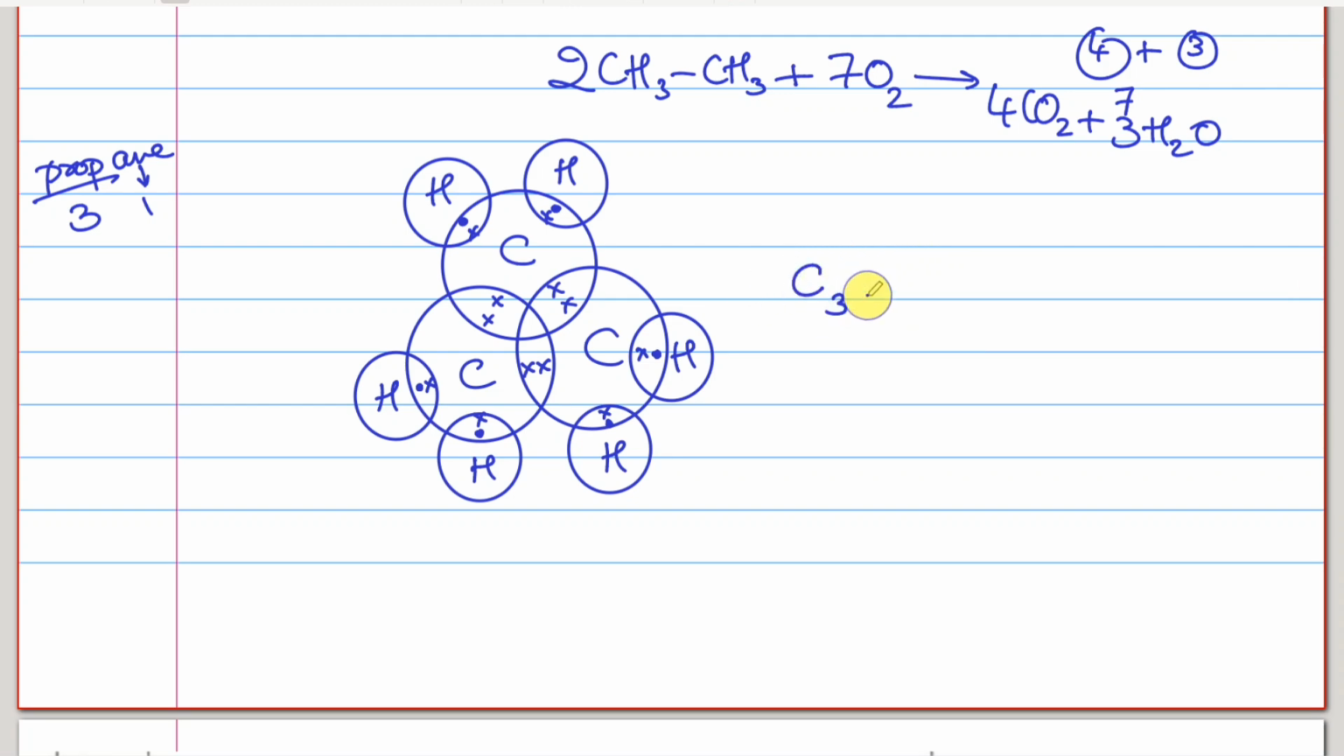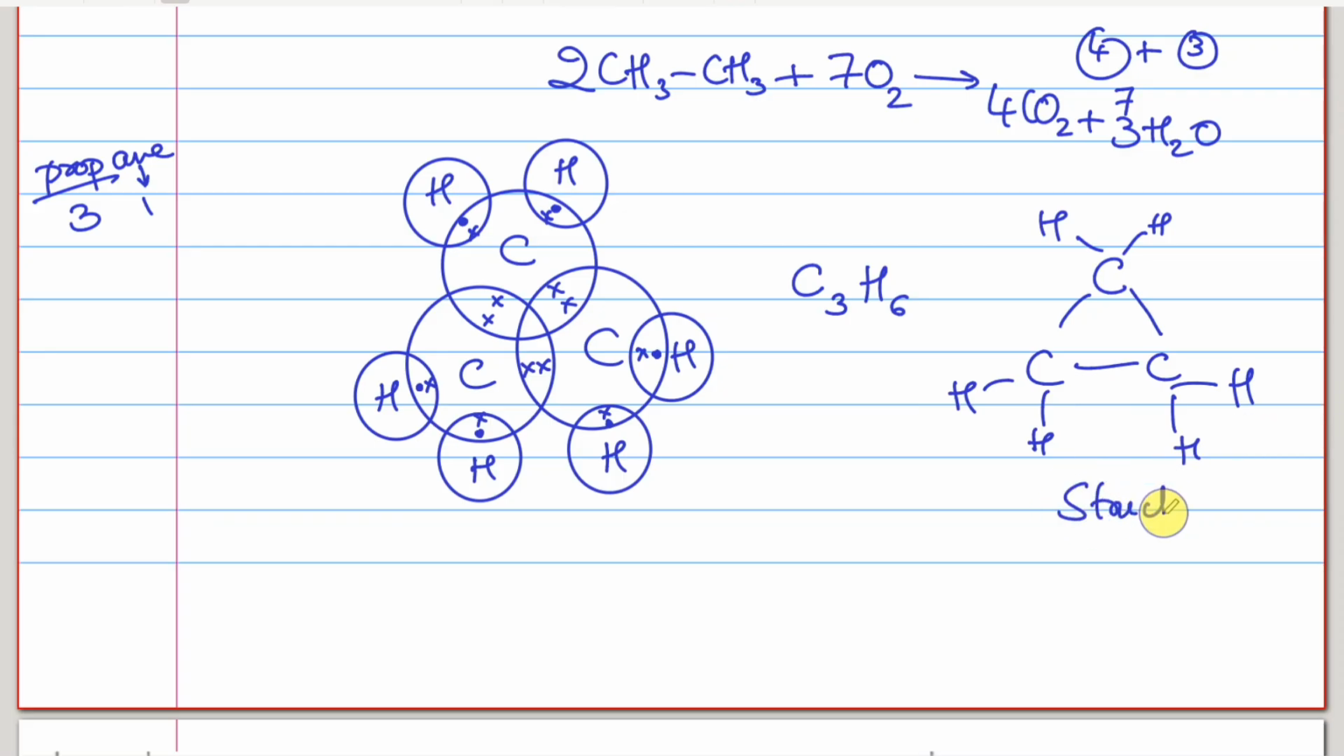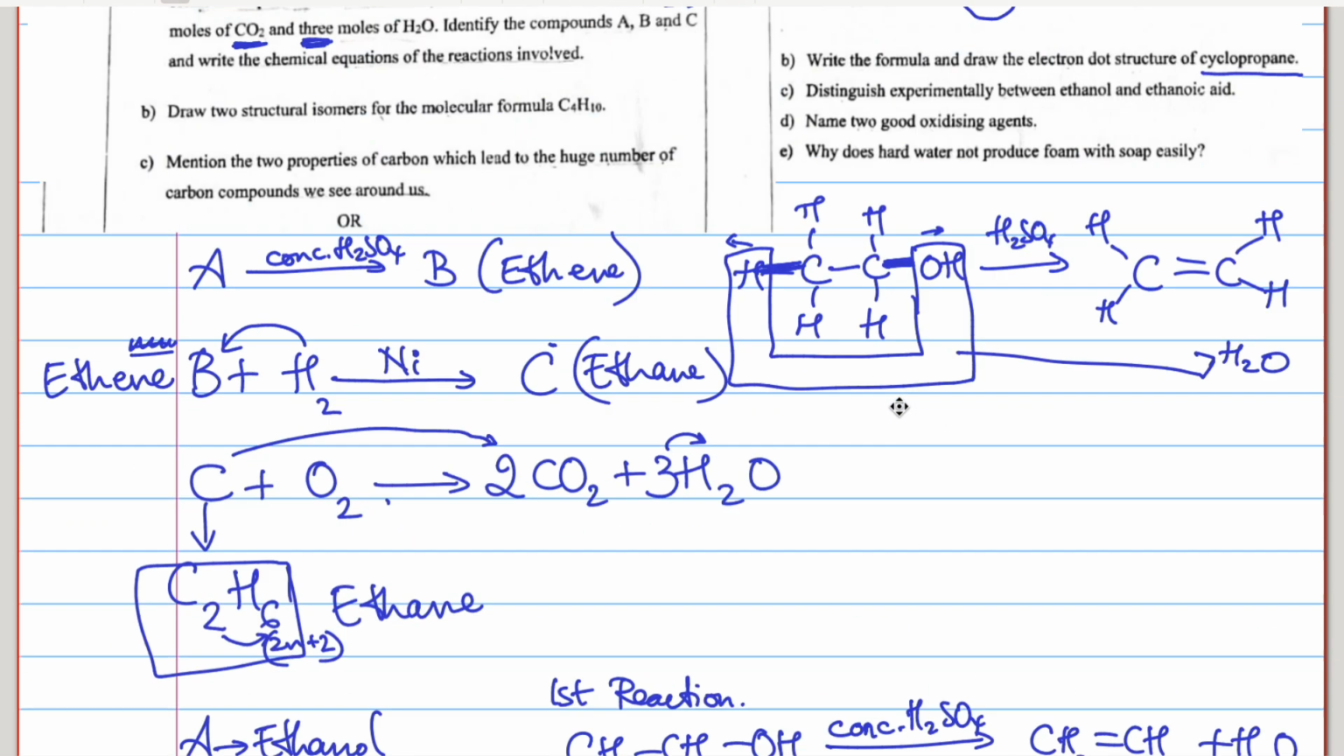Molecular formula will be C3H6, and its structural formula will be C single bond C single bond C single bond back to the first C, and 2 H's with every carbon. So this is the structure of cyclopropane. This is the molecular formula, and this is the electron dot structure of cyclopropane.